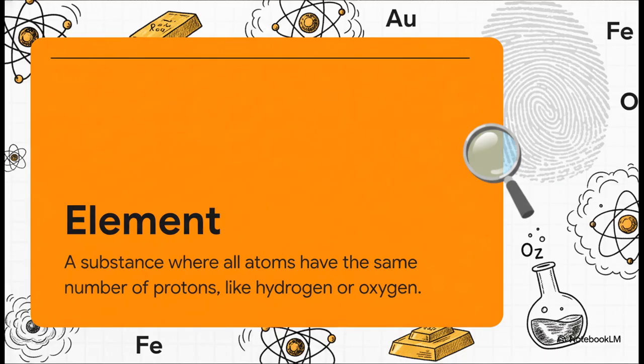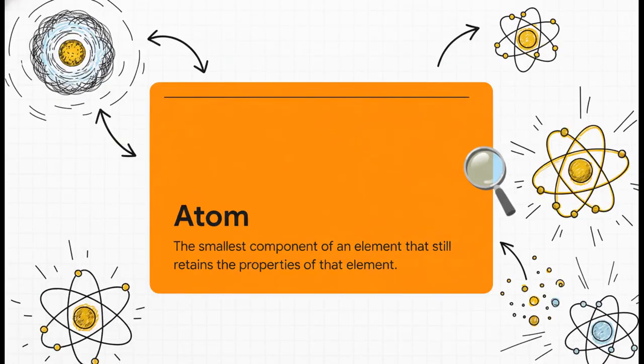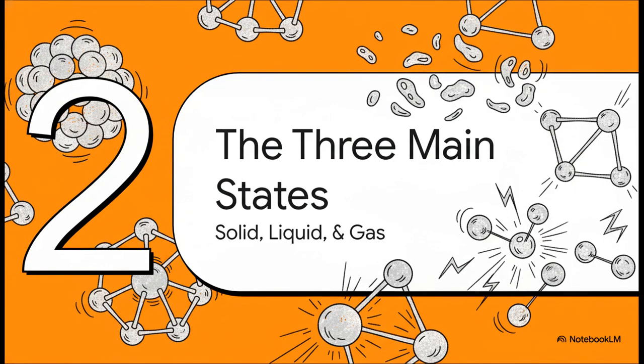It's what defines them. Okay, so if we zoom in even further, we get to the atom. Now, this is the smallest possible piece of an element that still acts like that element, right? You can't break a gold atom down anymore and still have gold. It's the absolute most basic unit. Okay, so now we've got our building blocks down. Atoms make up elements, which make up matter.